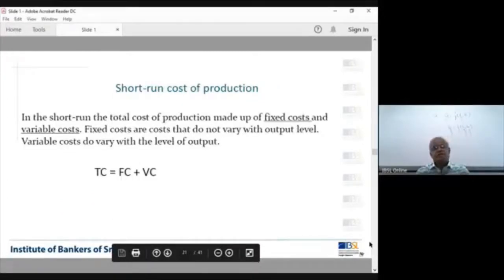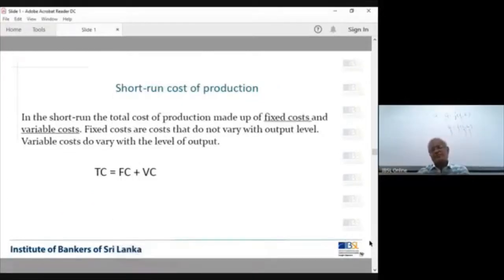Right. Short run cost of production. In the short run, now we can define short run cost. In the short run, the total cost of production is made up of fixed cost and variable cost. Why is there a fixed cost? Because of the fixed factor.